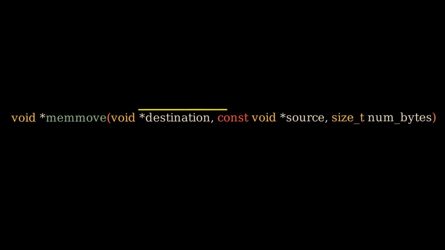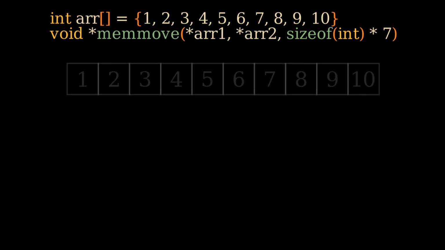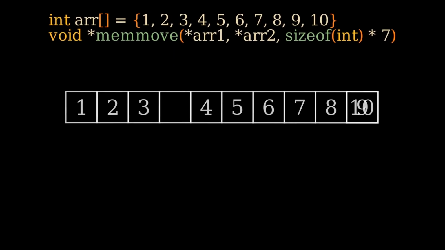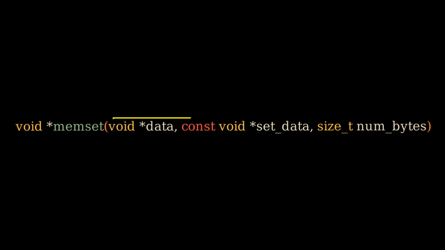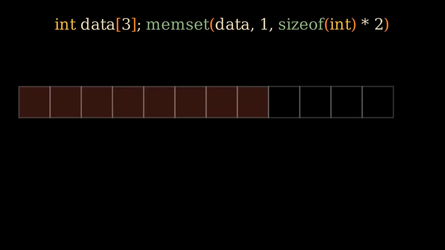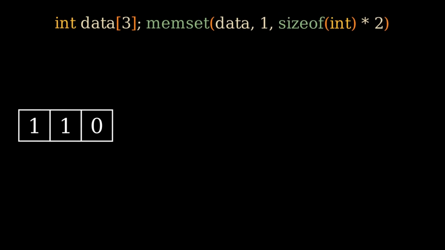Memmove takes in a destination, a source, as well as how many bytes you want to copy. It's the same as memcpy, but it handles overlapping memory properly. Memset takes in data, what you want to set the data to, and how many bytes you actually want to set. You can call the function and set whatever data you want, and it works. Really nice.